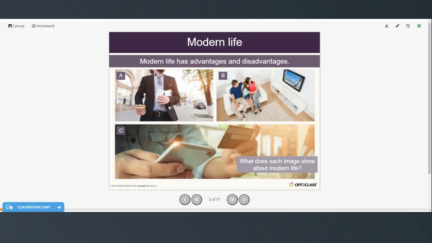Well, in this first picture, it looks like he's eating his lunch in a hurry. He's on the street. He's got a sandwich in one hand, his drink in the other hand, some papers under his arm, so he doesn't really have time to have a nice, relaxing sit down lunch. Here, the family is enjoying watching television together. And this looks like a person who is buying something online. He's got the phone in one hand and the credit card in the other.